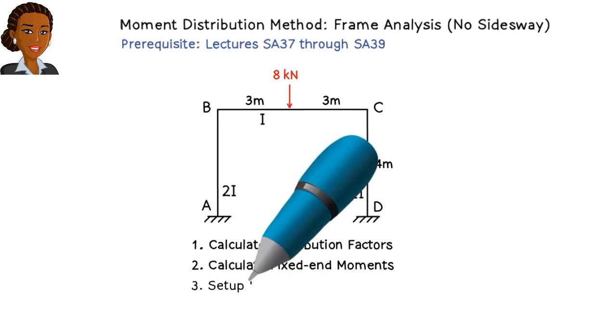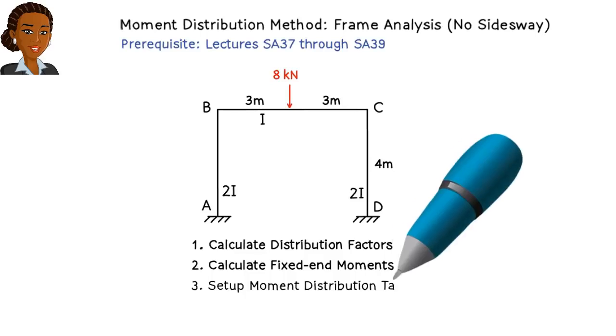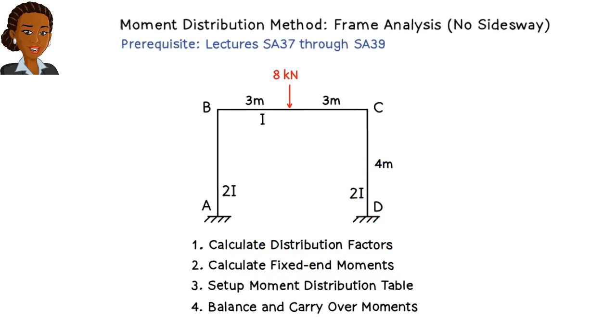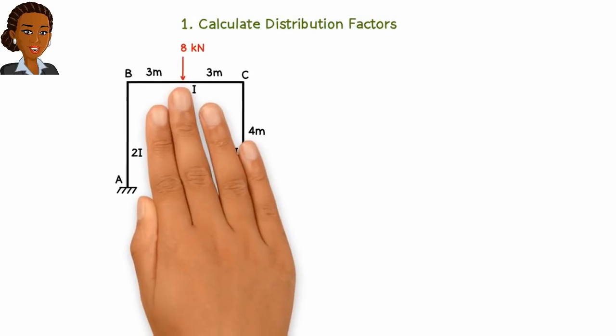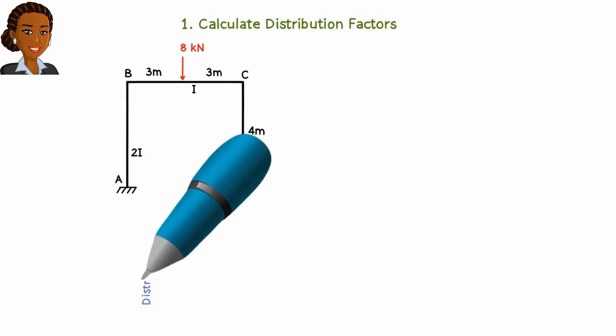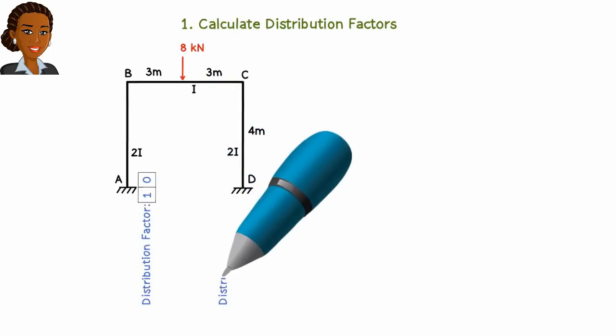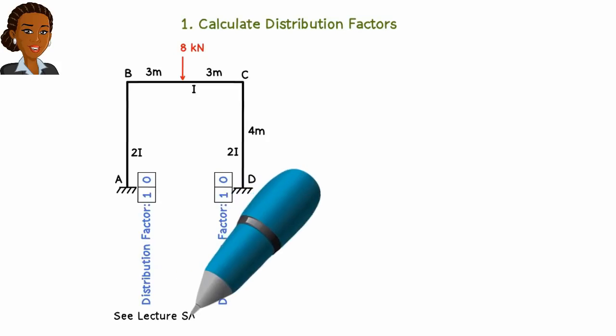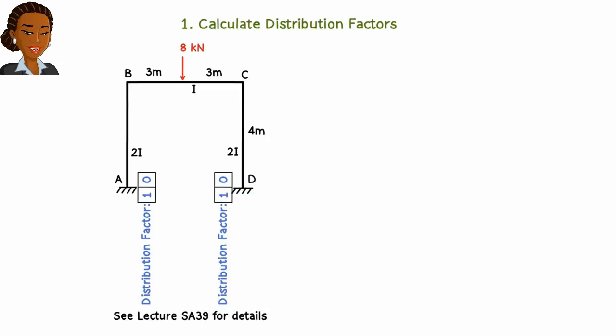Then we set up the moment distribution table and go through the process of balancing the joints and determining the carryover moments repeatedly until a desired accuracy is reached. For our frame structure, we already know the distribution factors at the supports. If you are not sure how these values are obtained, please review Lecture SA 39.